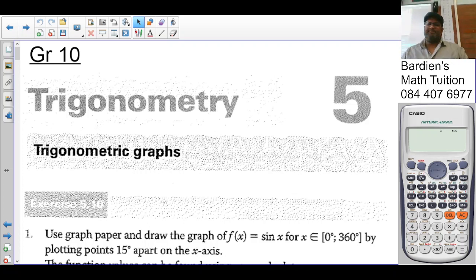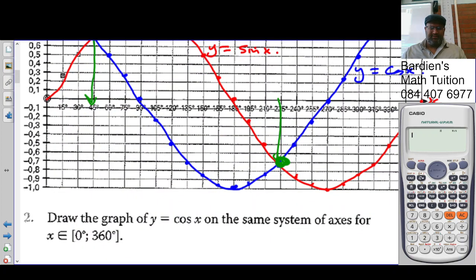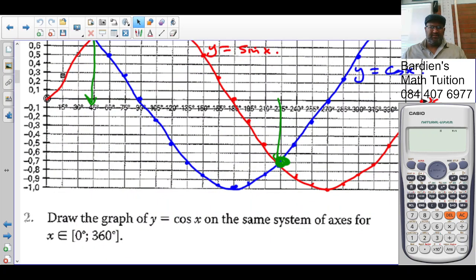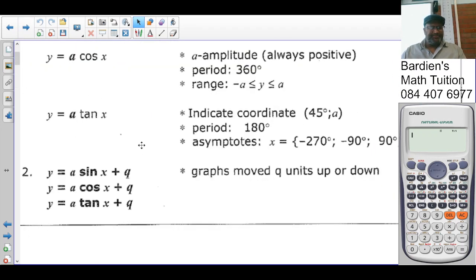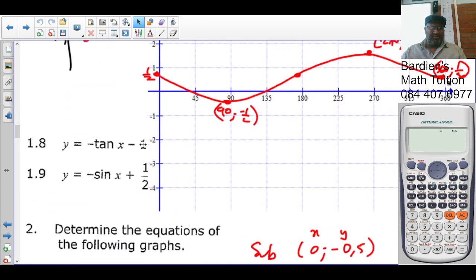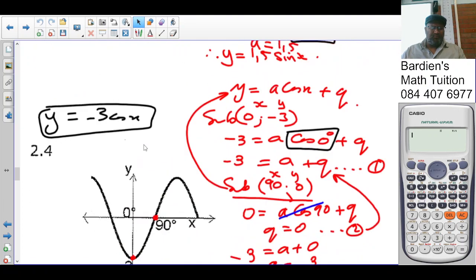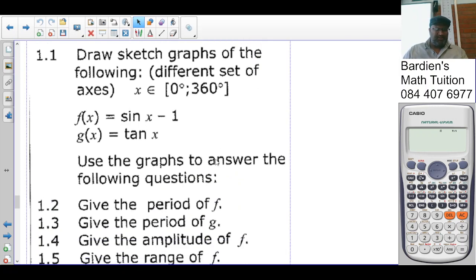Okay, good morning class. So at this point we're looking at trigonometric graphs, trig graphs. I gave you guys some homework, correct? The homework was 12B. Right, so this is worksheet 12B.